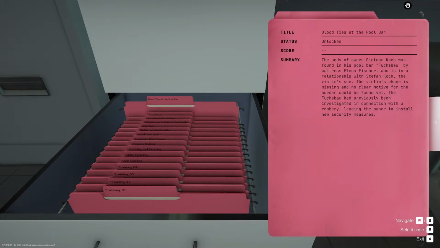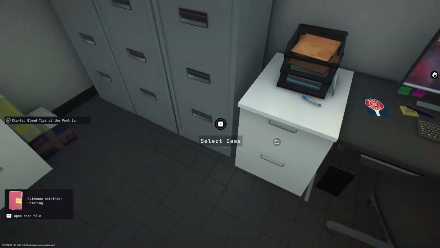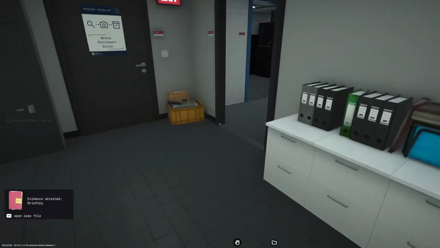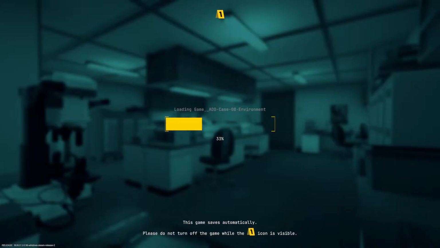What's that word? I don't even know what the hell that word is. I'm just gonna call it a bar. The bar had been previously investigated in connection with a robbery, leading the owner to install new security measures. Yeah, we just did a report there where the guy came in. We're gonna go back there. Let's check out what's going on here. So the owner got whacked.